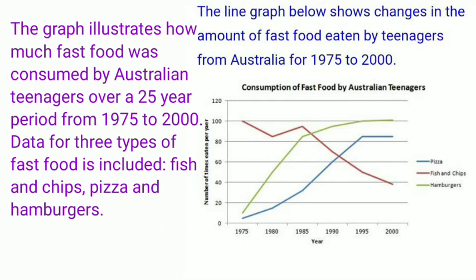Now in the next thing I will give you 3 examples. For body paragraph 1 you can write: first of all, consumption of fish and chips decreased. Next, for body paragraph 2 you can use: in contrast, consumption of pizzas increased, similarly consumption of hamburgers increased. For overall you can write: overall, consumption of fast food was higher in 2000 than in 1975.